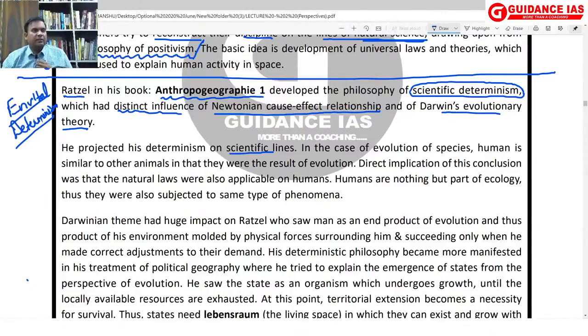Again, I am reminding you, this is the base of geography. The person who has covered this topic will be very, very good in geography. One of the reasons I am so good in geography is this topic.